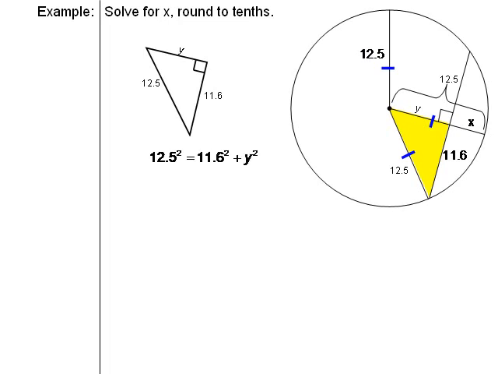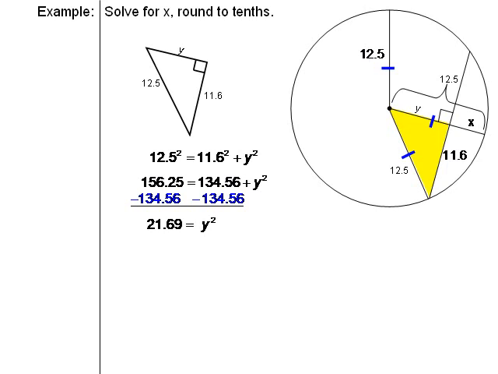So our hypotenuse on this triangle is the 12.5. We square the other two sides and add them together. So 12.5 squared equals 11.6 squared plus y squared. 12.5 squared is 156.25. 11.6 squared is 134.56 plus the y squared. We're going to subtract 134.56 from both sides. We get 21.69 equals y squared. Now we got to solve for y, so we're going to take the square root of both sides. Remember to round to tenths. So we get y equals 4.7.